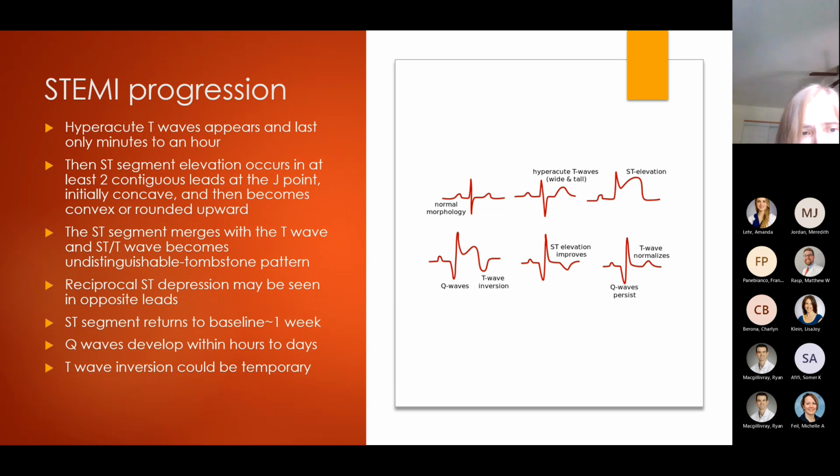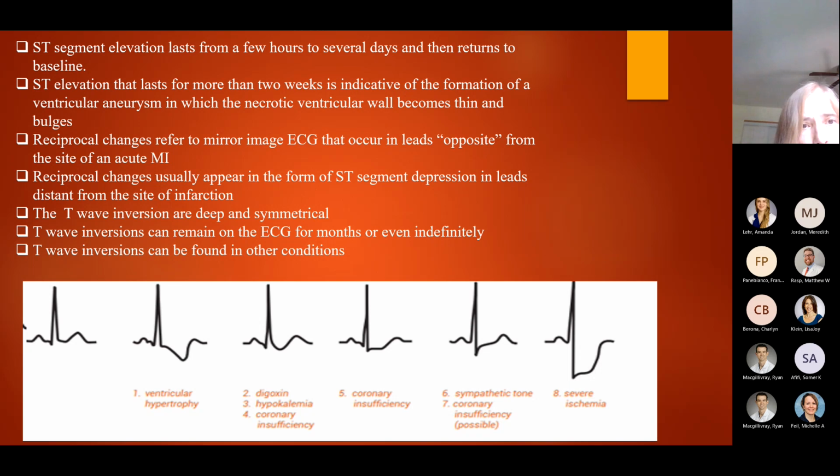Then you may see reciprocal ST depressions in the opposite leads, though it doesn't happen all the time. Then the ST segment returns to baseline, which takes about a week. Q waves develop within hours to days, and T wave inversion can be temporary also.